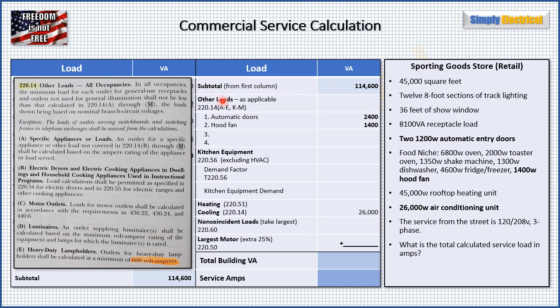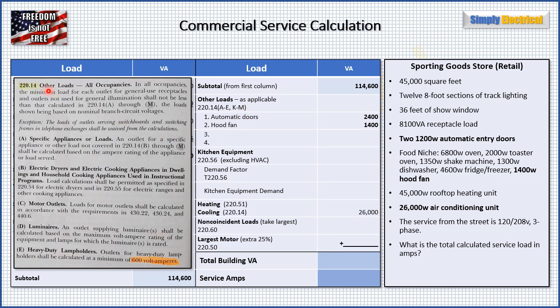Next up is other loads as applicable. So this is going to deal with loads in 220.14 A through E and K through M. And we're just going to run through these. Some are going to apply and some won't apply to us, but I want to go through each of them because whatever you may be dealing with may have these.